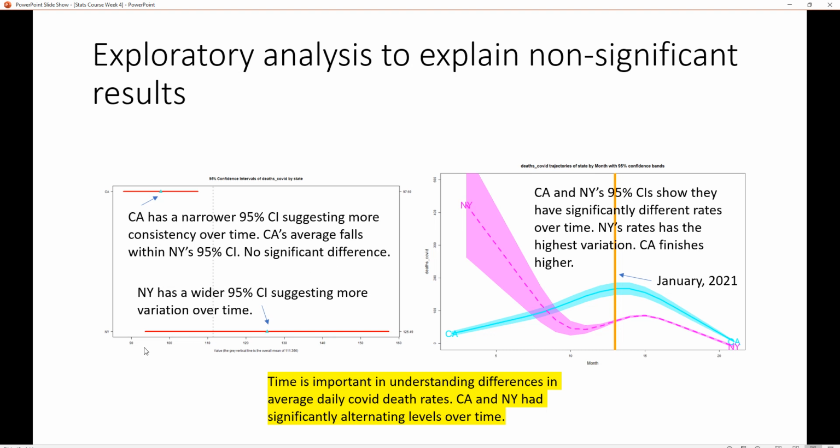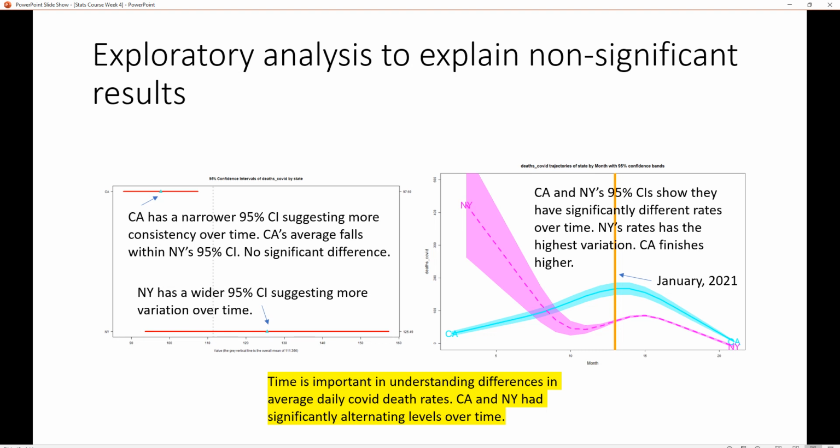But we do see a pretty wide confidence interval, which represents a lot of variation. And we see that mean is right here, about 125. But we do see a big spread. So what could be a normal value for New York could be between 92 to about 158 days, or 158 deaths per day. So that's a pretty big difference.